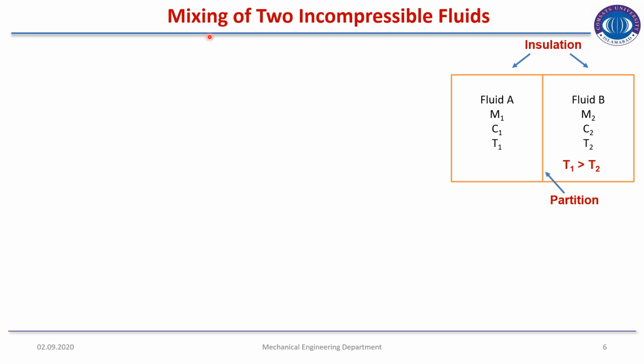The second application of the entropy principle is mixing of two incompressible fluids. Here is a schematic diagram. On the left hand side we have an incompressible fluid A that has mass m1, heat capacity C1 and temperature T1. On the right hand side we have an incompressible fluid B that has mass m2, specific heat C2 and temperature T2. At the center we have a partition and the entire body is insulated, and T1 is greater than T2. That means fluid A is at a higher temperature and fluid B is at a lower temperature.